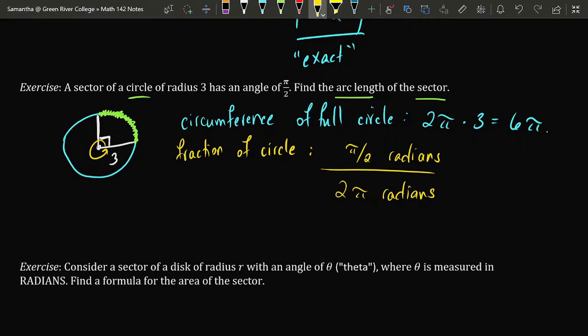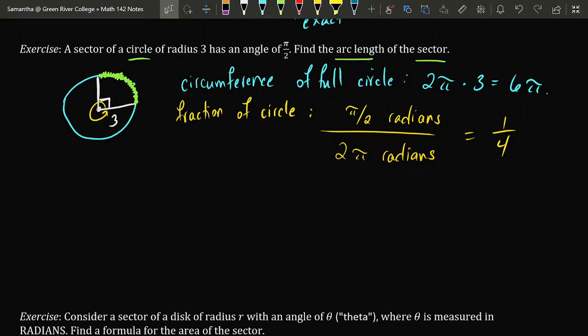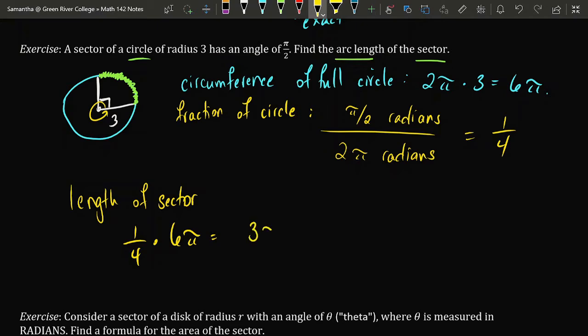So if I simplify those two fractions, pi over 2 divided by 2 pi simplifies to 1 over 4. So that confirms, yes, we have exactly 1/4 of the full circle. And therefore this green segment has 1/4 of the full circumference. It is 1/4 of the full length, which can be simplified to 3 pi over 2 length units.